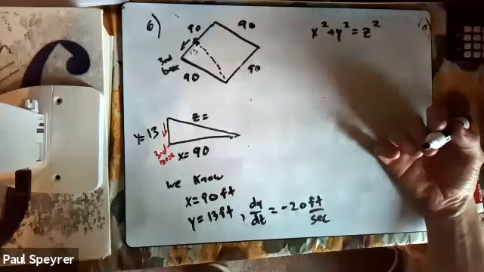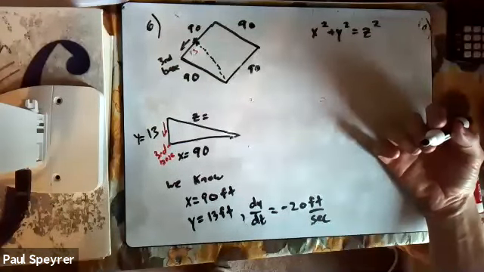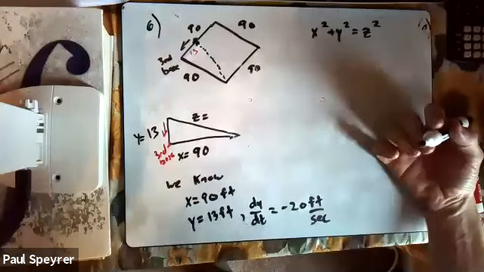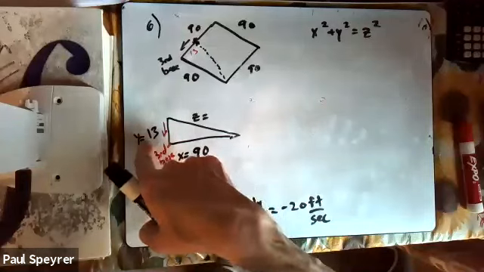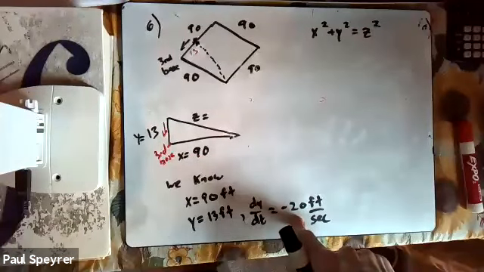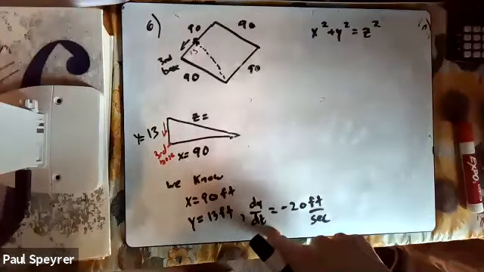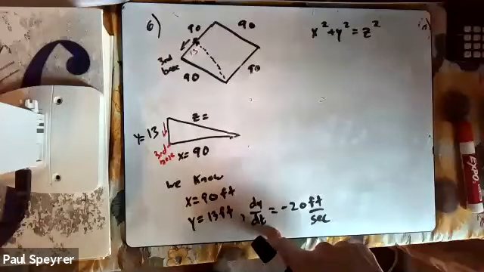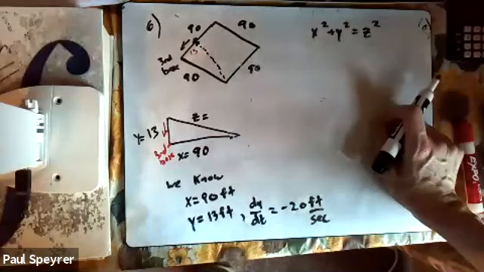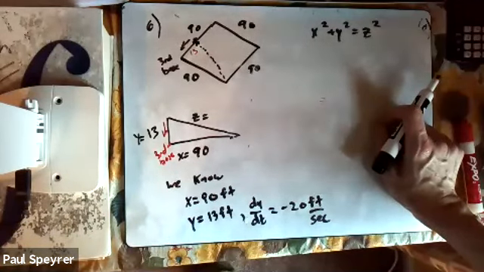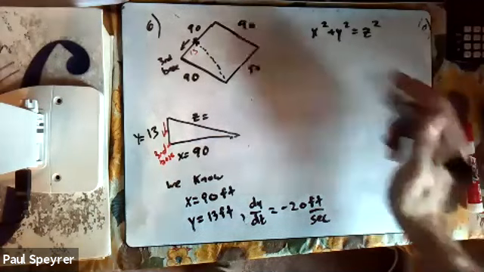Now, do we know anything else? What else is the problem telling us? So we've used the 90 feet, we've used the 13 feet, and we've used the 20 feet per second as the change in y, or dy dt. The problem's asking us, at what rate is the player's distance from home plate changing? What are they asking for?